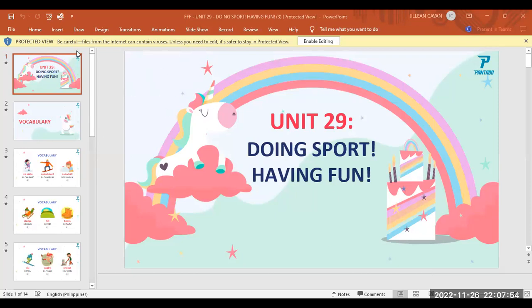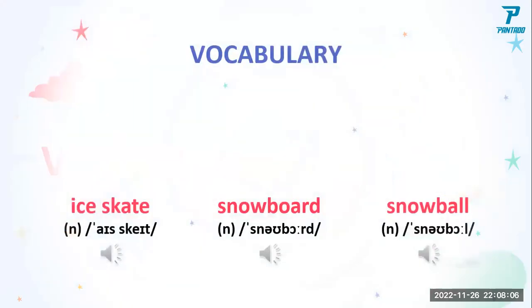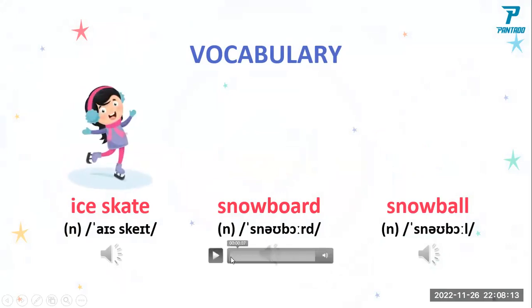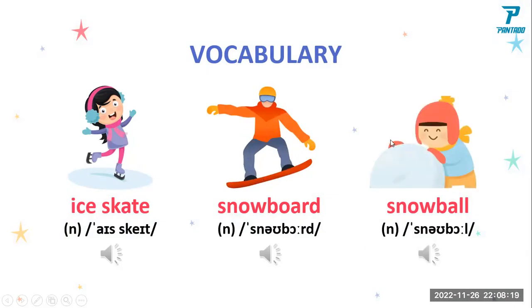Okay, so we have here vocabulary, the word ice skate. Ice skate. Okay, and snowboard, and snowball. Okay, so please choose, Lee. Choose one vocabulary word and write one sentence only. Write in the chat box. After that, let's move on. Ice skate, snowboard, and snowball. Pick one word and write the answer.